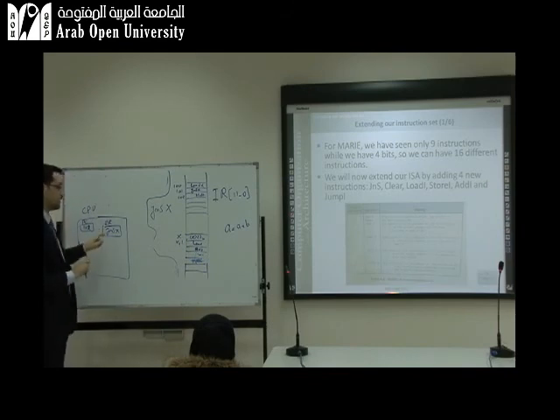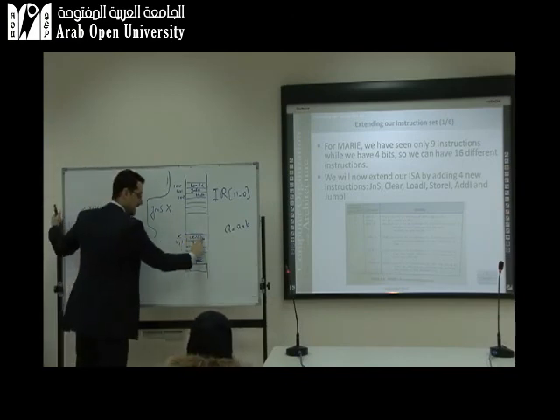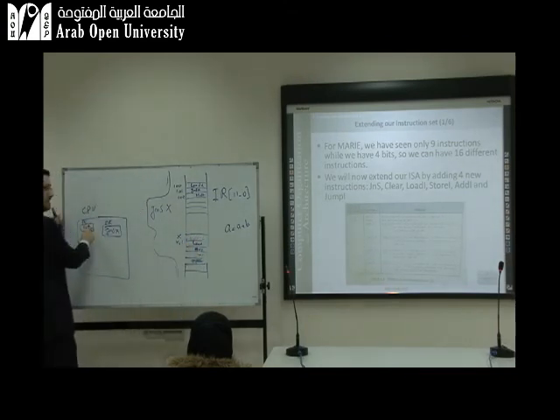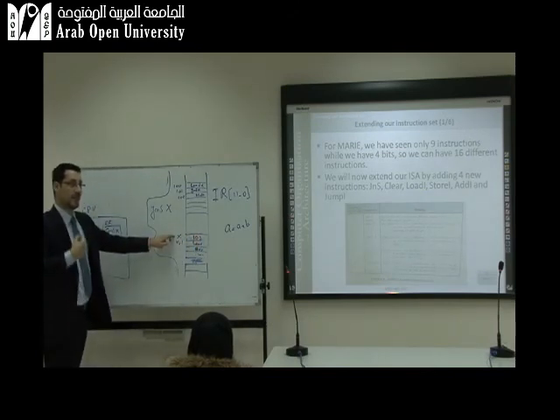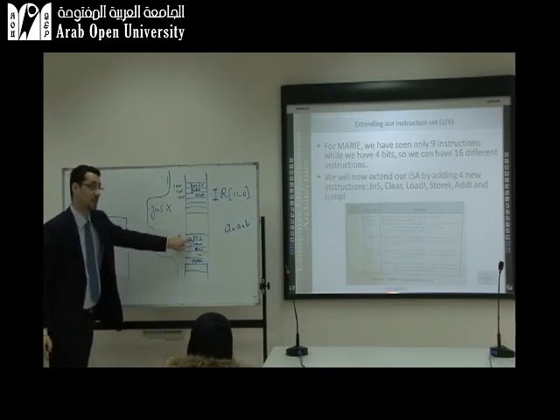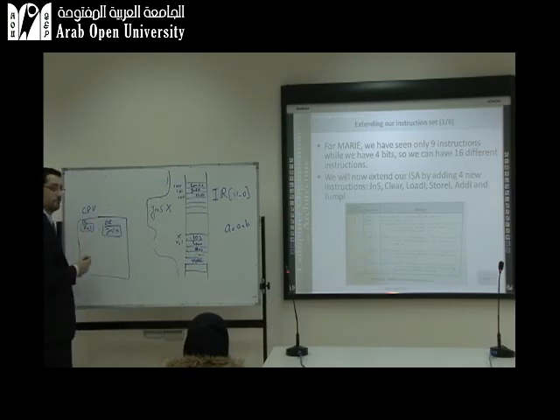Now, during the execution of jump and store, we need to jump to address X, but before jumping to address X, we will store at address X what we have in the PC. So we will store 102 at address X. Then we need to jump to X plus 1. After storing the value of the PC, the PC value will change to X plus 1 during the execution of this instruction.